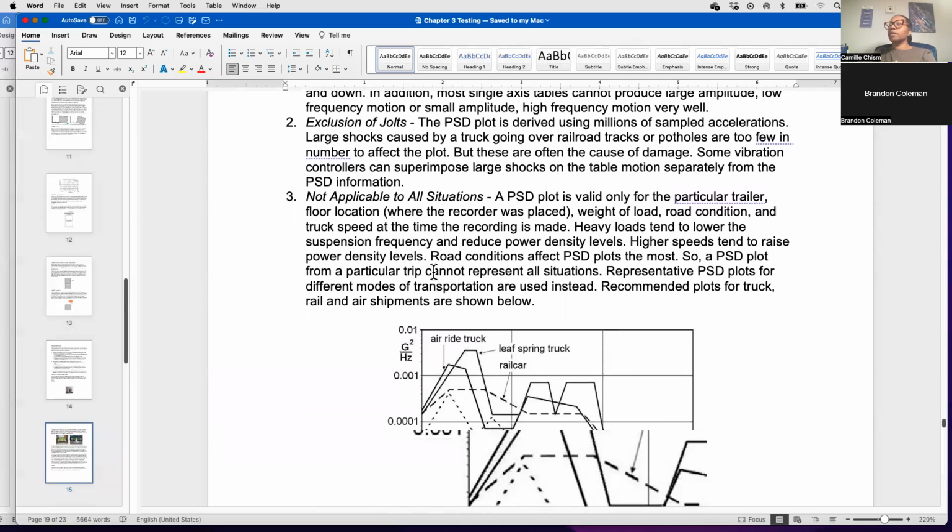So again, this third point, it's true. When you have a profile loaded in, it's for a specific part of the vehicle, a specific truck, a certain highway that's a certain way, the speed, all those things were pre-recorded. They're supposed to be representative of a typical truck ride, but there's not really a typical truck ride.